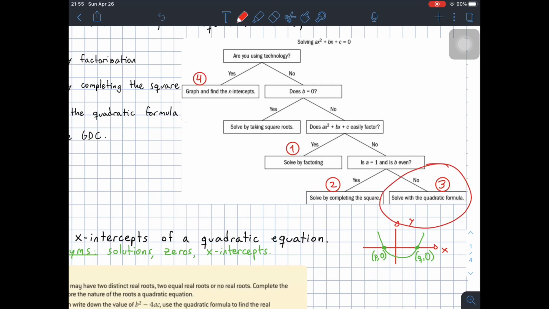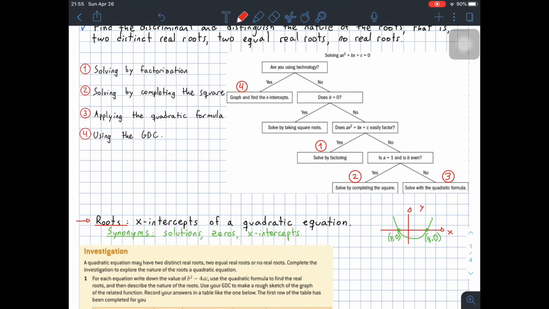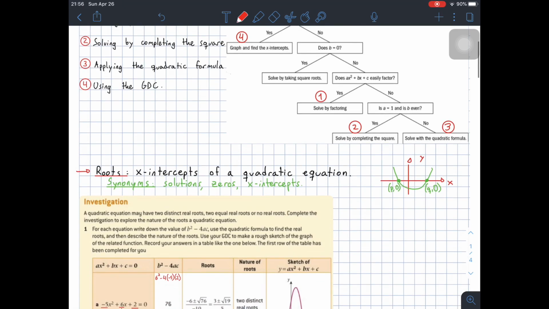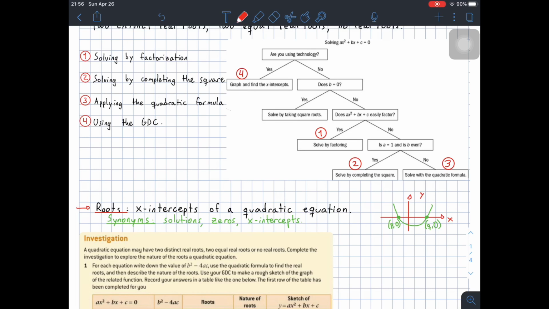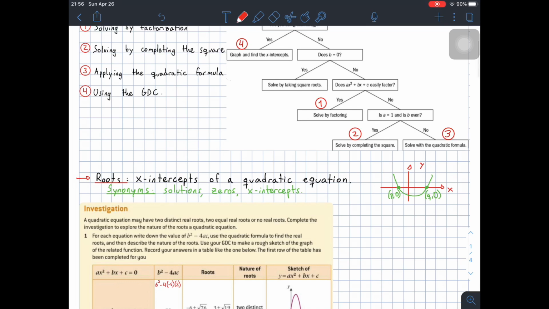Remember, the quadratic formula may be applicable every time. The only problem it has is that it's quite long and it's easy to get confused along the way. So I would personally solve by factorization every time I can. And if I can't solve by factorization because it gets too complicated, then I would do the quadratic formula. But I generally won't use the second technique, which is solving by completing the square.